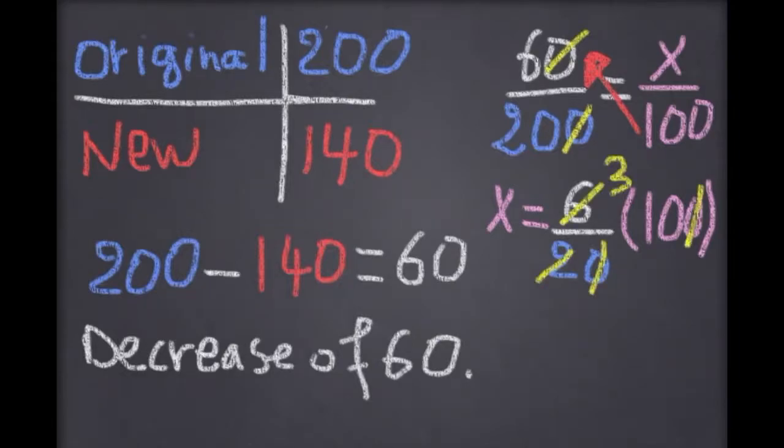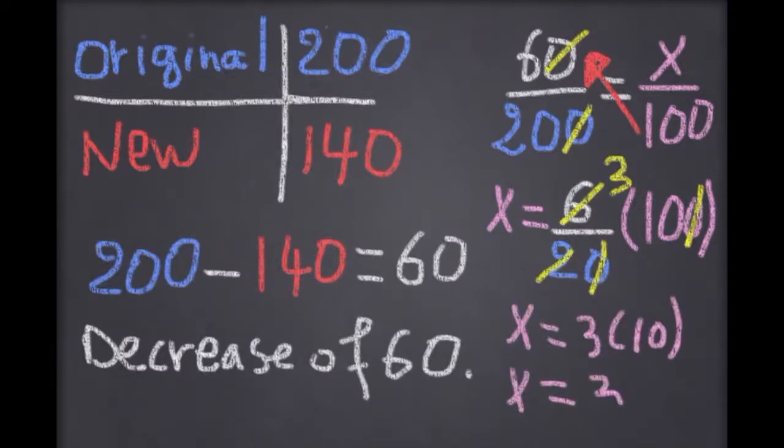As you can see, you get 30, 3 times 10. So that's the percentage of change, a decrease of 30%.